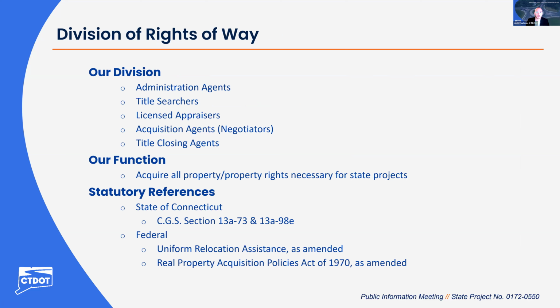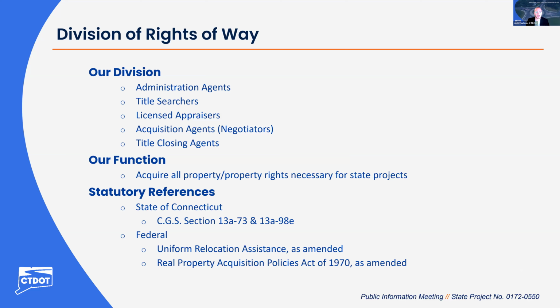So good evening. My name is Jack Carlson. I'm a project coordinator with the department's Division of Rights of Way. Our office is responsible for acquiring the property rights needed for transportation projects. As Kata mentioned, this project will require the acquisition of property rights, so I'd like to give a brief overview of our acquisition process. Within our division, we have multiple different types of agents. We have our administration agents, project coordinators such as myself. We have our title searchers who are responsible for searching the land records to confirm property ownership, as well as determine if there's any encumbrances or anything that could prevent the acquisition of the property.